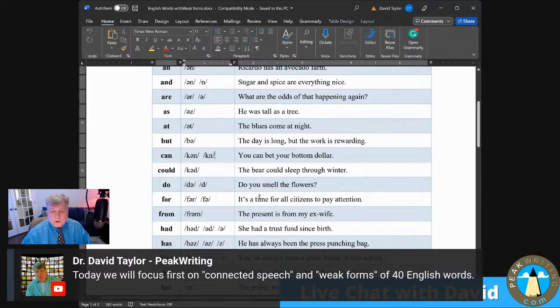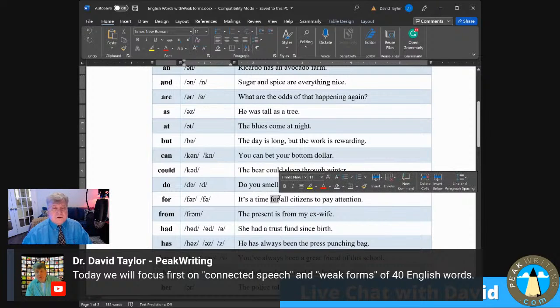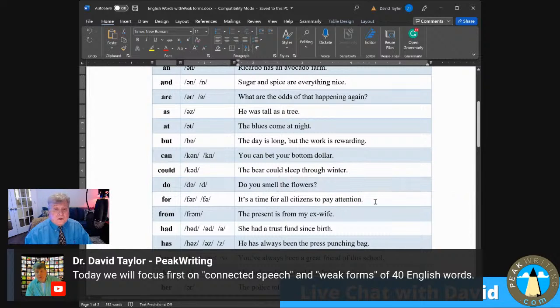Let's go over for because it is so common. It is one of the most common words in English, as you know: to, from, for, of. And they all have very distinct weak forms. Here we go, from, for, to. It's time for. It's time for. No R in it. It's time for.